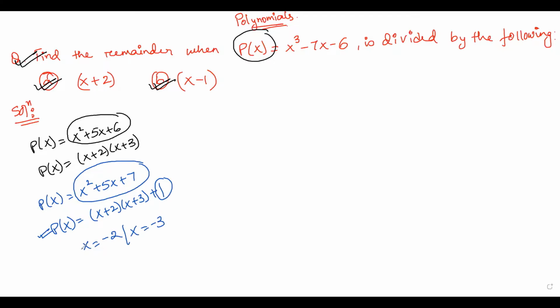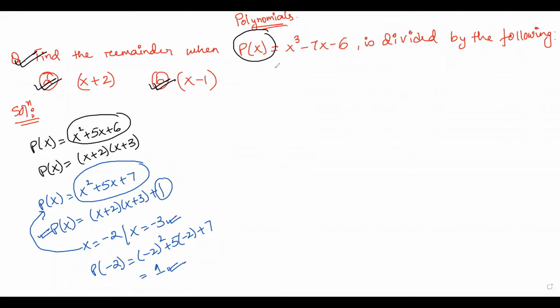For example, when we put x equal to -2 in this polynomial, in that case, p(-2) would be simply (-2)^2 + 5 times (-2) + 7. Now, when you simplify this out, you'd be getting the value of p(-2) as 1. So the remainder would be simply 1. In a similar way, when we put x equal to -3, p(-3) will also give us the value as 1. So when the polynomial p(x) = x^2 + 5x + 7 is divided by x + 2 or x + 3, the remainder would be simply 1.